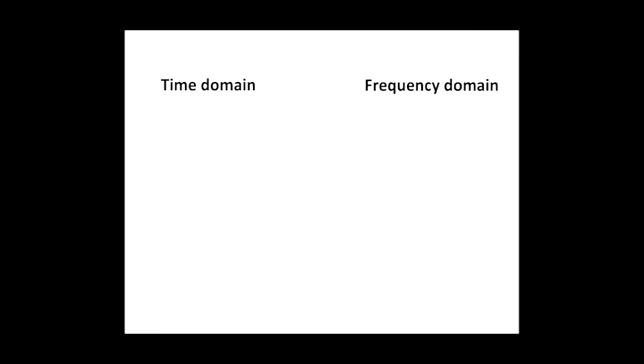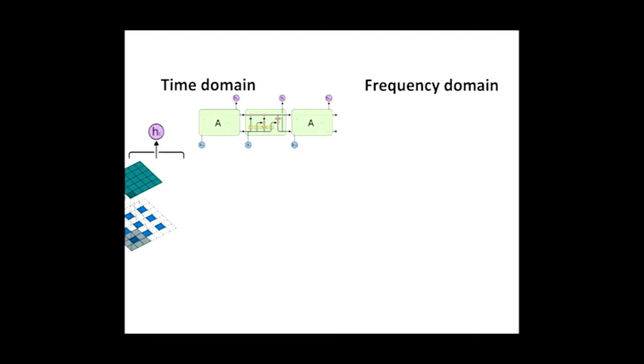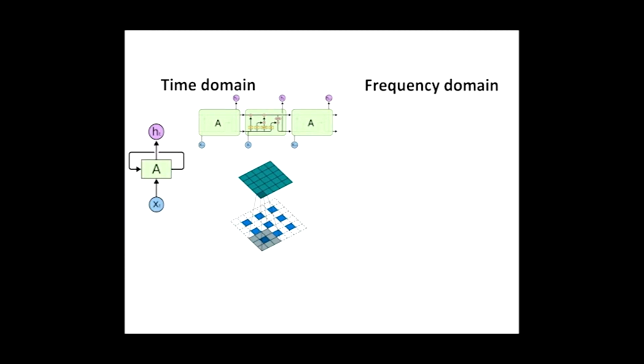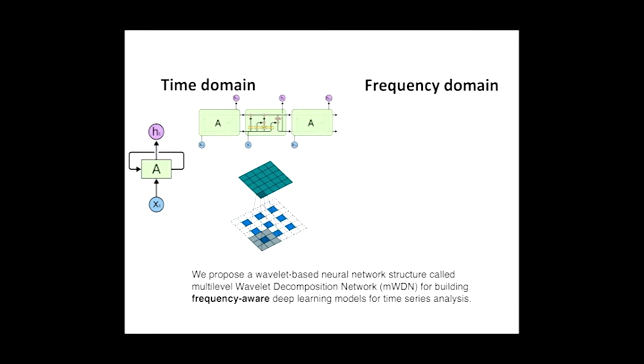In recent years, with the booming of deep learning concepts, various types of deep neural networks like recurrent neural networks, long short-term memory networks, and convolutional neural networks are used in time series analysis and achieve surprising performance. Most of these methods fall into the category of time domain methods without leveraging frequency information of a time series.